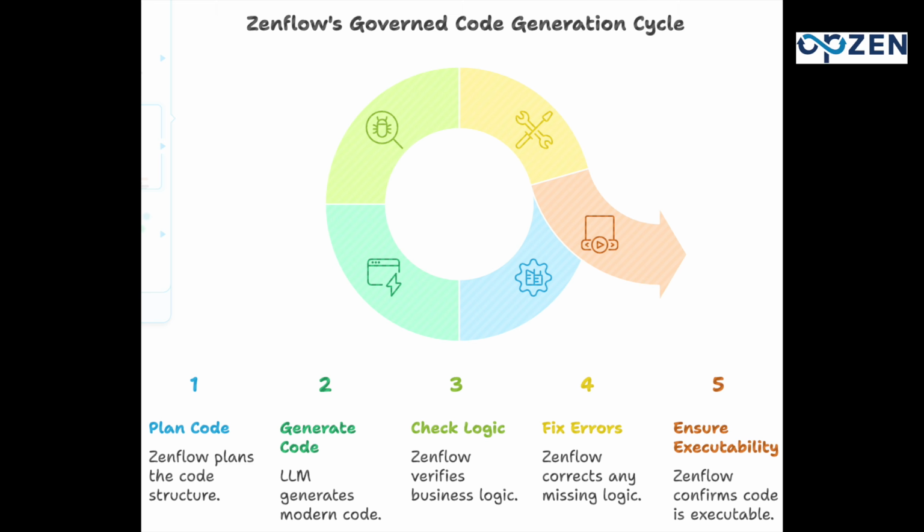ZenFlow guides the LLM through a controlled workflow. It plans what needs to be built. It generates the modern code. Then it checks, is all business logic preserved? If something's missing, it fixes it. And finally, it ensures the code is fully executable.